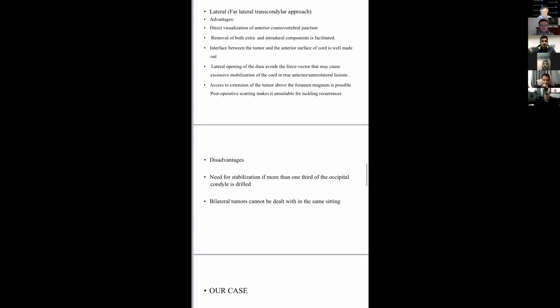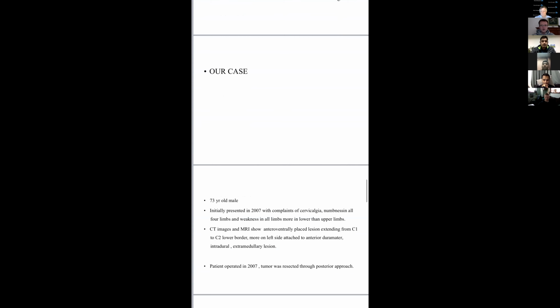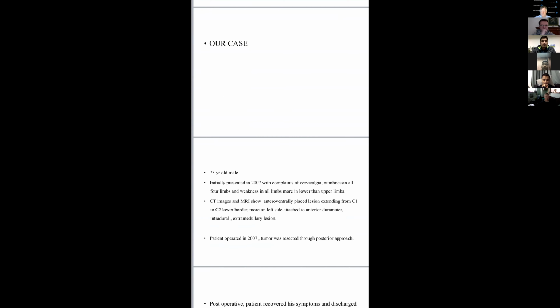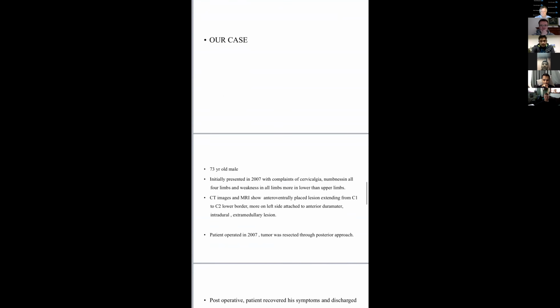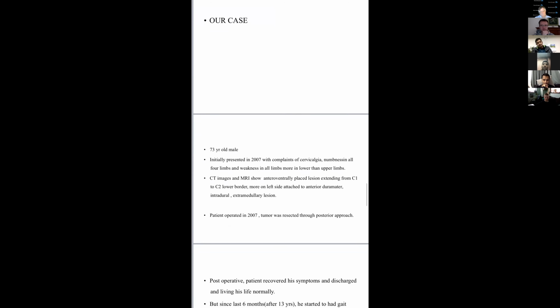So coming to our case, which we operated last week, he is a 73-year-old male, initially presented in 2007 with complaints of cervicalgia, numbness in all limbs, and weakness in all limbs, more in the lower than upper limbs. CT images and MRI showed an anteroventrally placed lesion extending from C1 to C2 lower border, more on the left side, attached to anterior dura mater, an intradural extramedullary lesion.